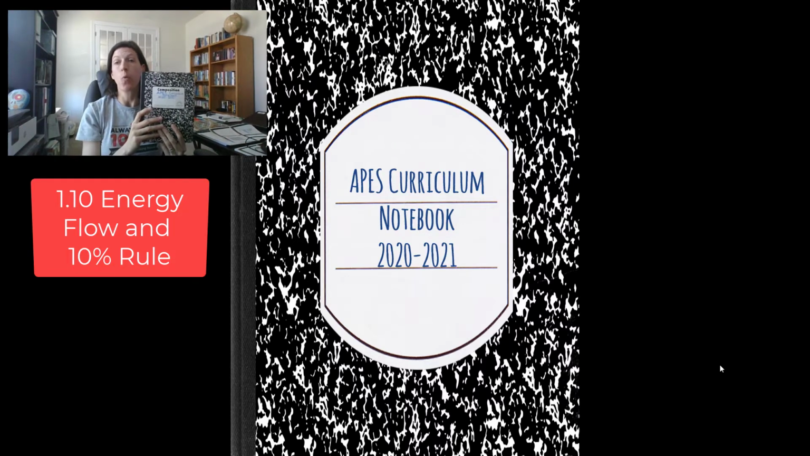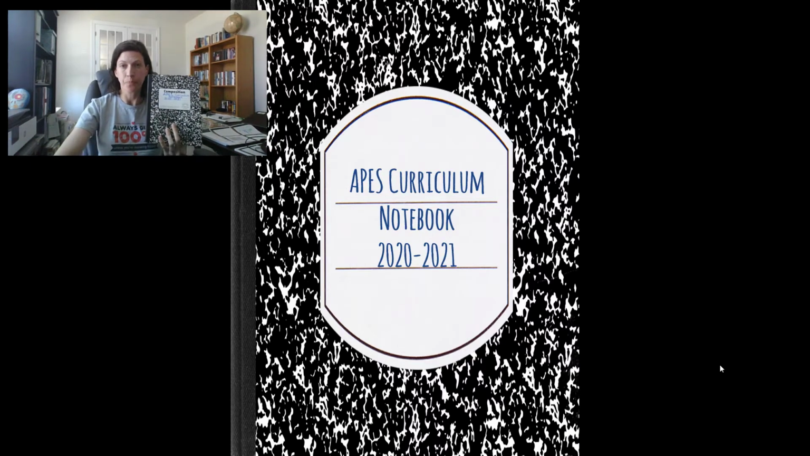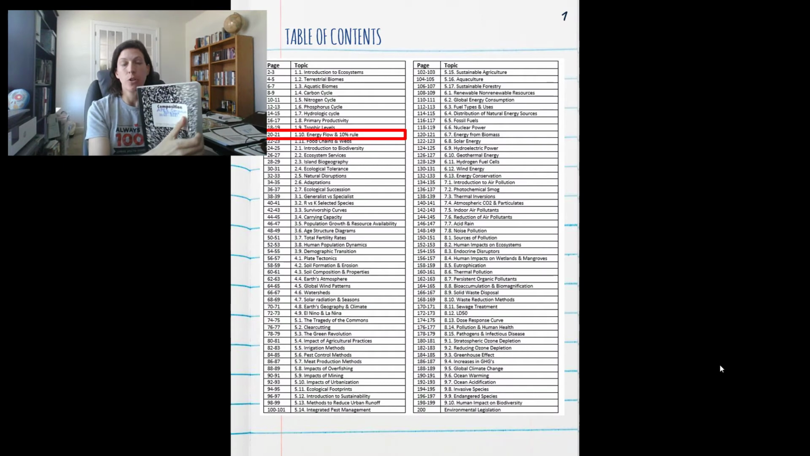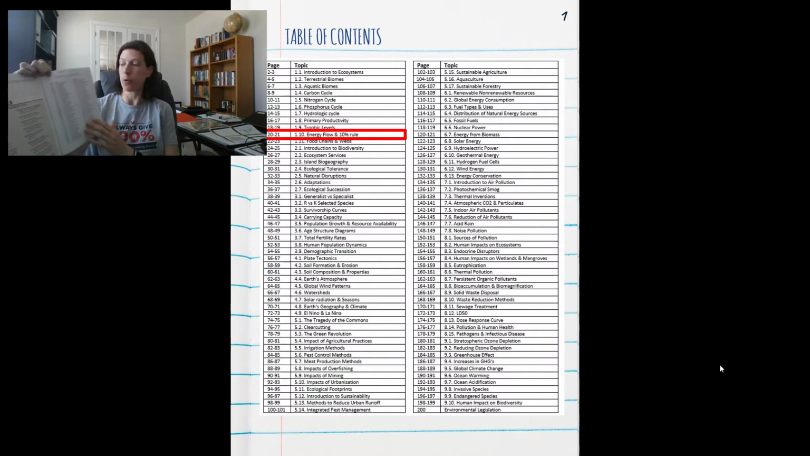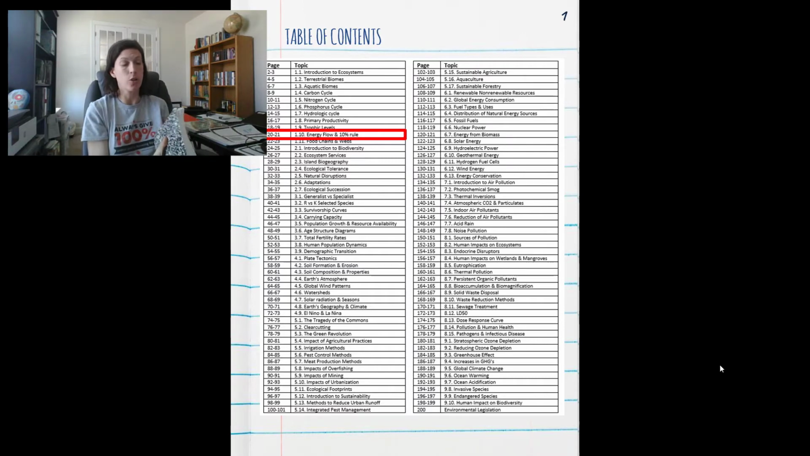We're going to learn about 1.10 energy flow and the 10% rule. Go ahead and turn to your table of contents, and as you'll see, we're going to be working on pages 20 and 21. So go ahead and turn to those pages.